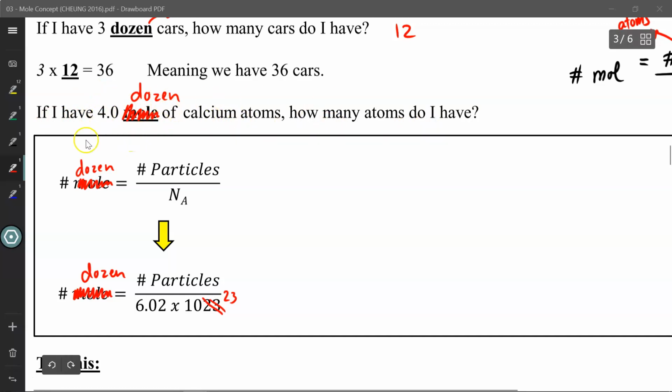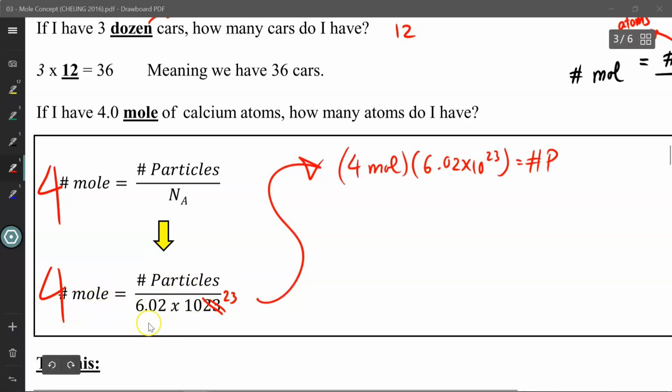Well, in that case, I put the 4 dozen down here. But I'm not really working with dozens. I'm working with mole. So I have this variable now, 4 mole. I have this variable now, 6.02 times 10 to the power 23. Let's solve for this one. So rearranging the equation, I'm going to take Avogadro's number, multiply it out on this side. So now it's 4 times 6.02 times 10 to the power 23 is equal to the number of particles. And I get 2.41 times 10 to the power 24.